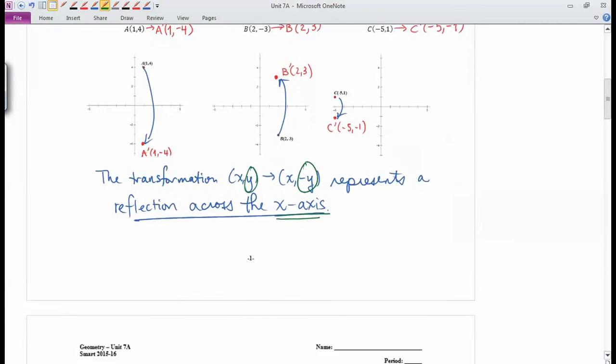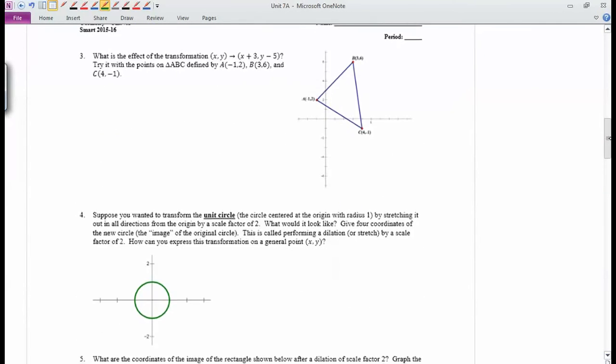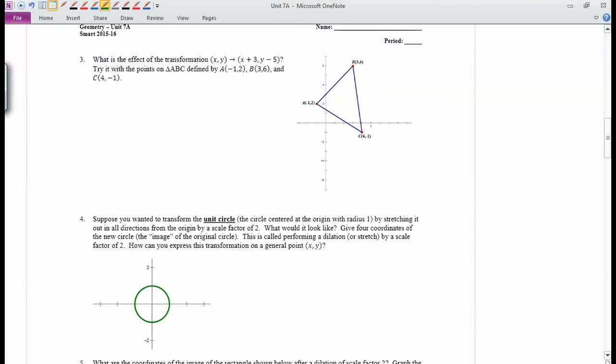Okay, let's take a look at the next page here. So on the next page, we're doing a different kind of transformation. Okay, so this one, we're taking points (x, y) and turning them into (x + 3, y - 5). So let me write the rule right here: (x, y) turns into (x + 3, y - 5). And we've got these 3 points: A is (-1, 2), B is (3, 6), C is (4, -1).